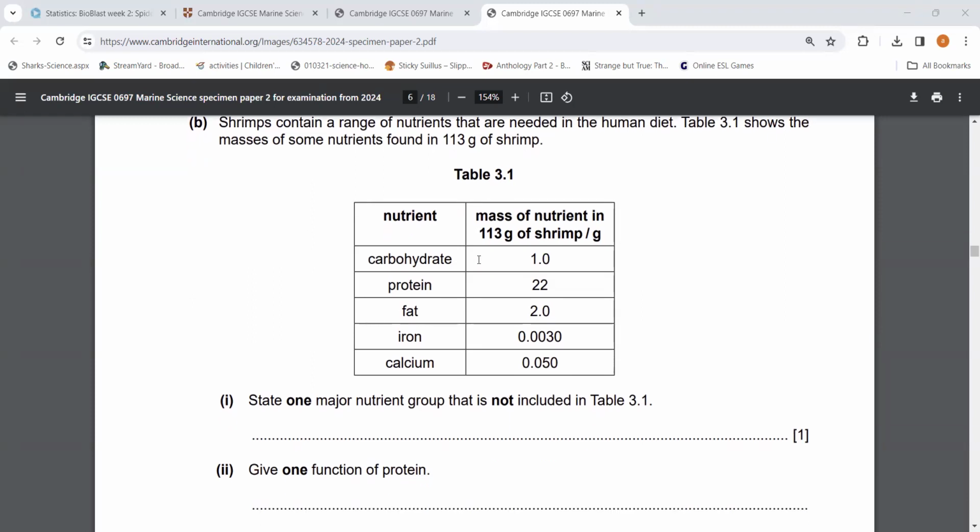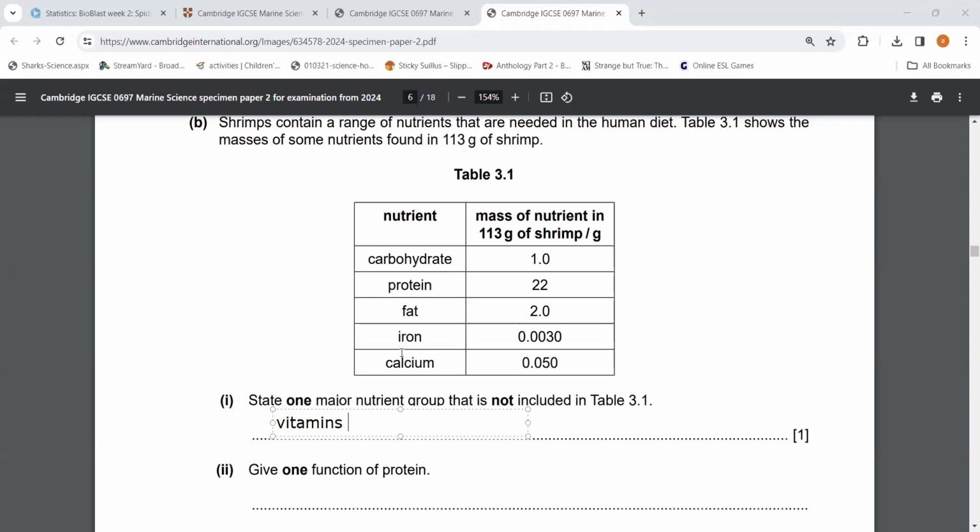State one major nutrient group that is not included. So here, again, it's state, so it's a very brief, one word answer. Looking at this, it's major nutrient groups, so they're not looking for something really narrowed down. It would be vitamins here. The reason for that is you've got carbohydrates, that's a major group, proteins, a major group, fats or lipids, a major group, and then iron and calcium are both minerals. So the missing one is vitamins.